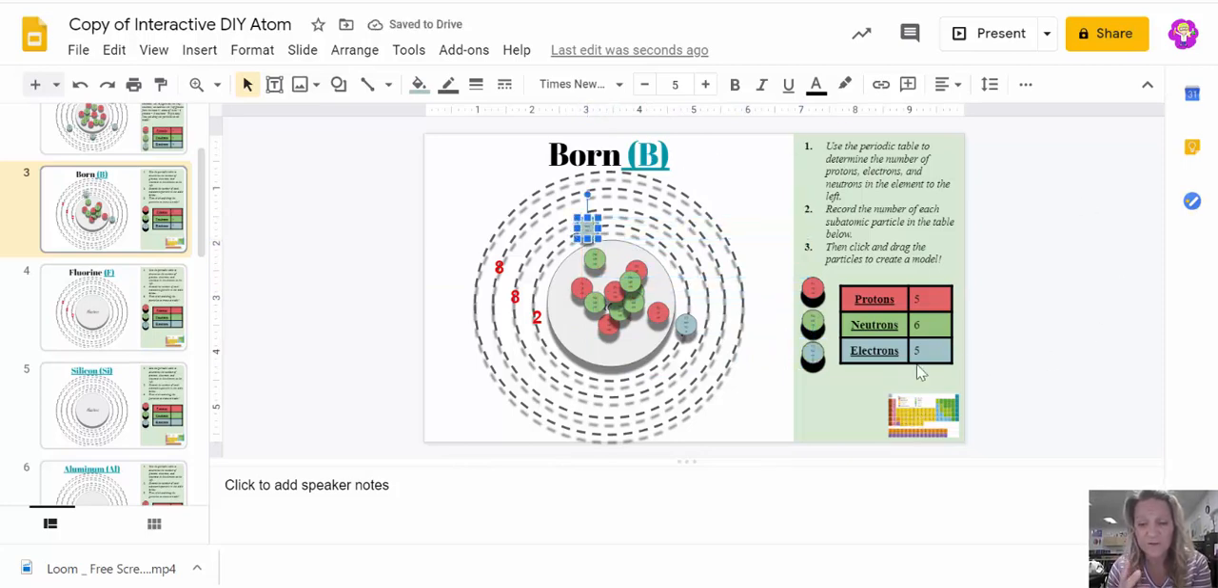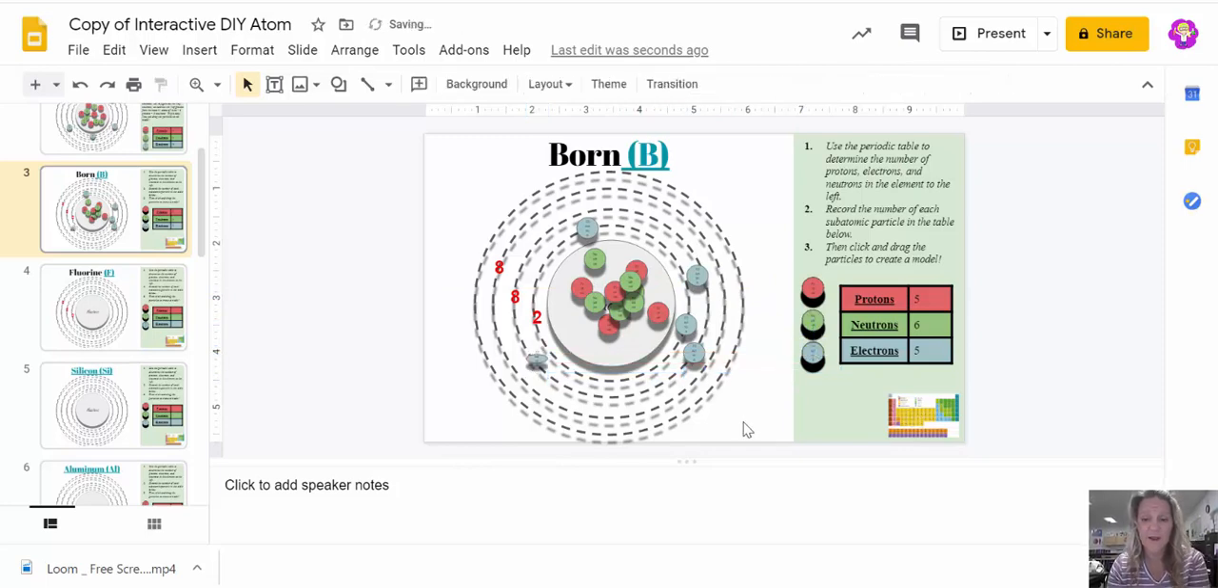So if we've already used 2 electrons, that means we have 3 left. Well, we can hold up to 8 in that second shell. So let's go ahead and just put in our 3. 1, 2, and 3. Okay, so now I have all 5 of my electrons in.